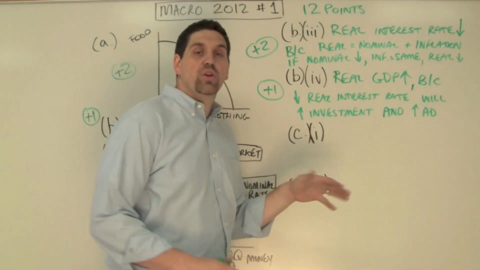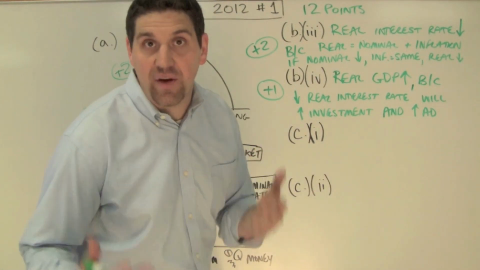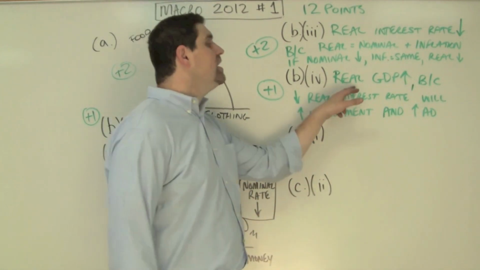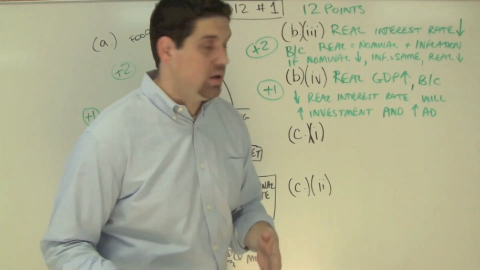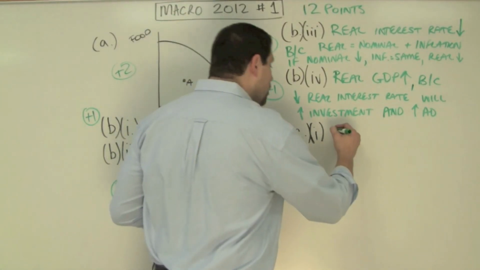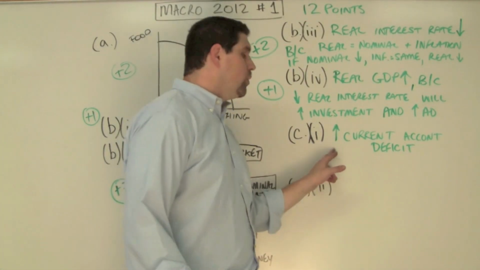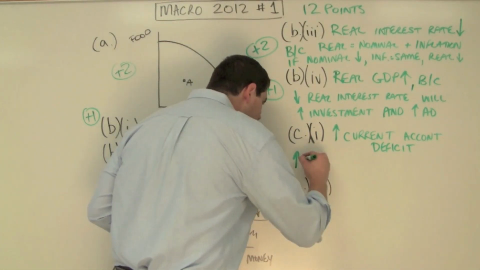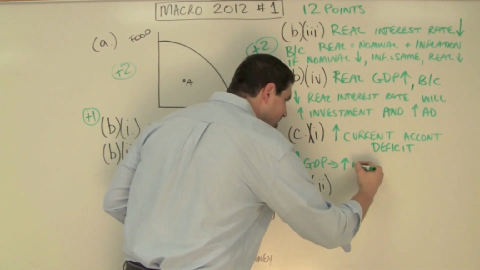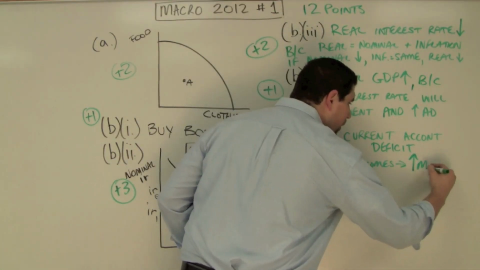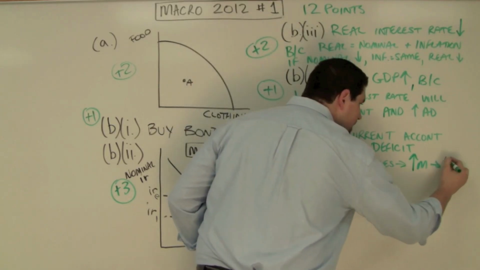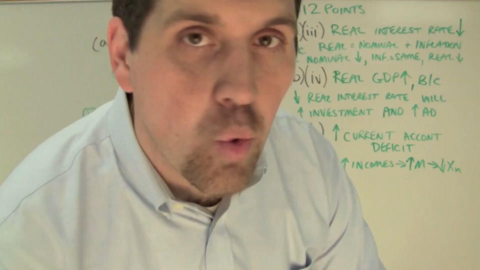In C1, it told you this country has a current account deficit. Then it said if there's an increase in the real GDP, what is that going to do to the deficit? Is it going to make it bigger or is it going to make it smaller? The answer is it's going to increase the deficit. The current account deficit will increase because an increase in GDP will increase incomes, that'll increase imports, which will decrease net exports. Wait, how'd you know that?